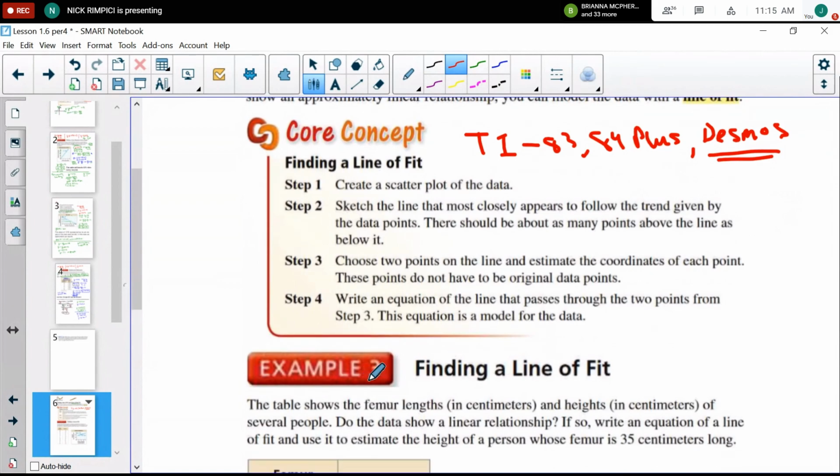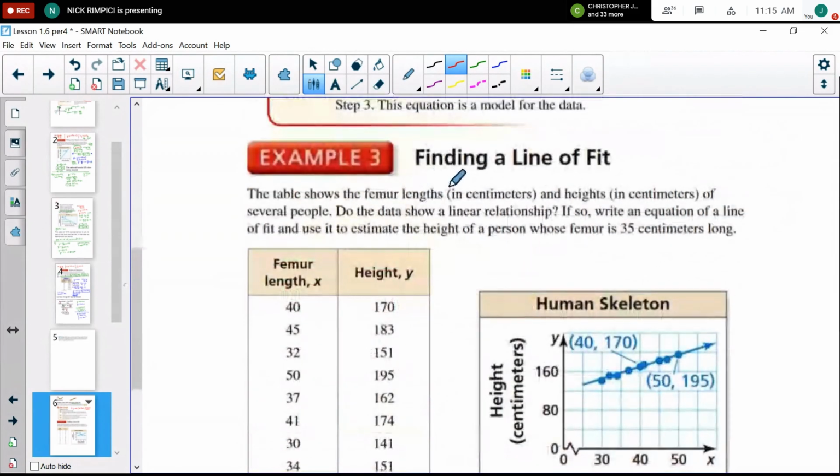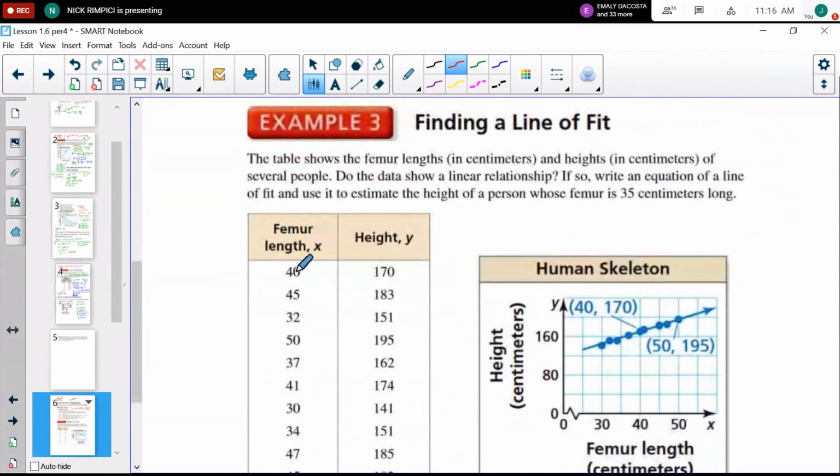The table below shows the femur lengths in centimeters and heights in centimeters of several people. So based on the femur length, when the femur length is 40, the height of the person is 170. When the femur length is 45, the person's height is 183 centimeters. This person who has a femur length of 32 centimeters is 151 centimeters tall.